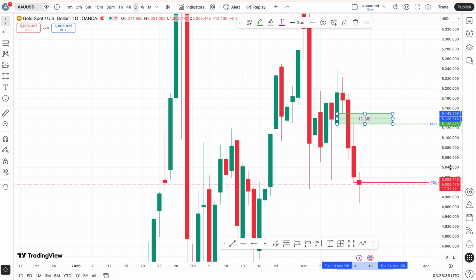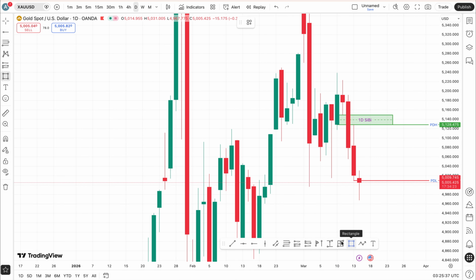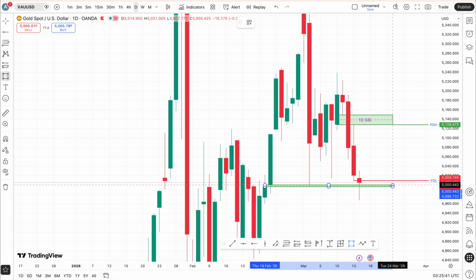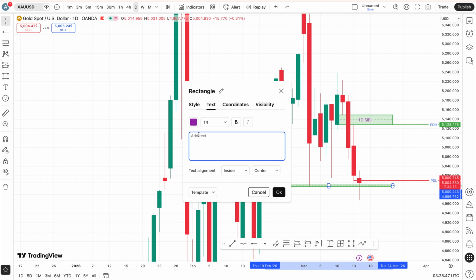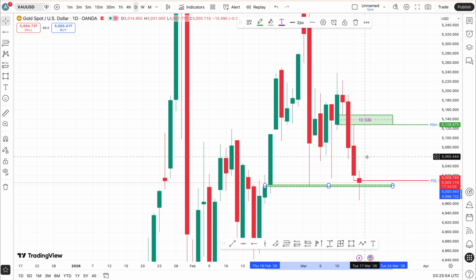Also keep in mind that the market has tapped the 1-day void, which you can see here, and reacted off of it, which was near the 5,000 level like I was telling you. So this becomes a very important level. So we mark this as well as a 1-day void. So you can see that the market has tapped into the daily void.